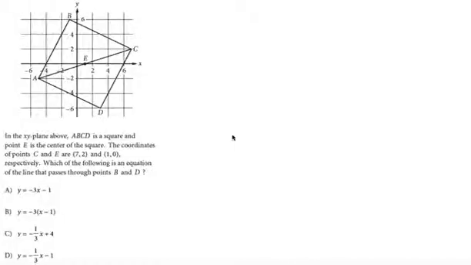54 in your deep practice book. I'll read this entire thing. In the xy plane, ABCD is a square, and point E is the center of the square. The coordinates for points C and E are (7, 2) and (1, 0). This is, by the way, a really difficult problem. Just pointing that out right there.